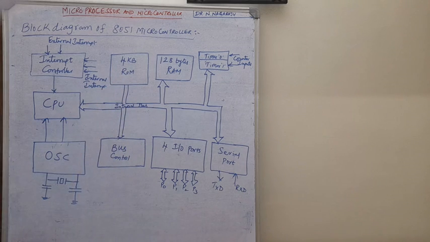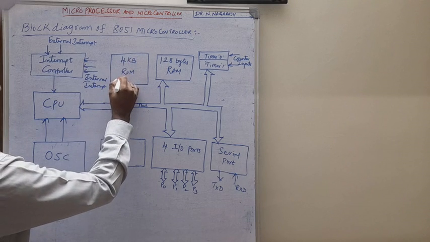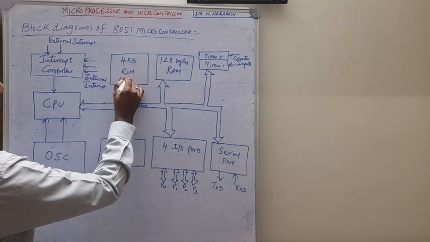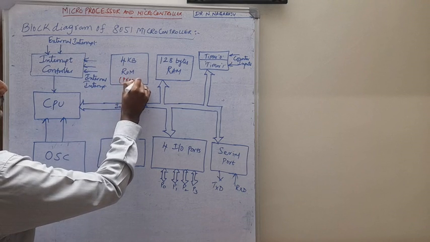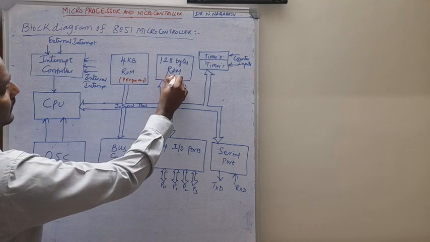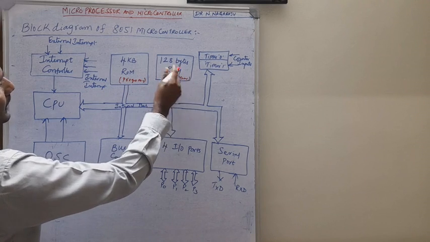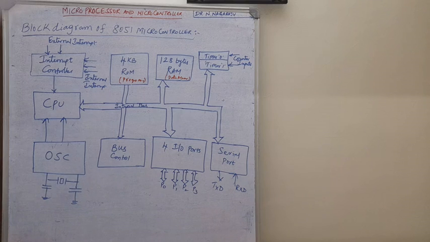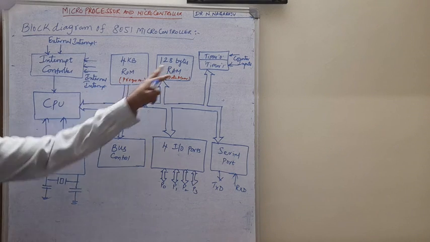Next, the memory section. In the 8051 microcontroller we have inbuilt memory support, with two memory sections. That is 4 KB of ROM, which consists of program memory, and 128 bytes of RAM, which is data memory. This memory can be accessed by the user while writing assembly level language programs.